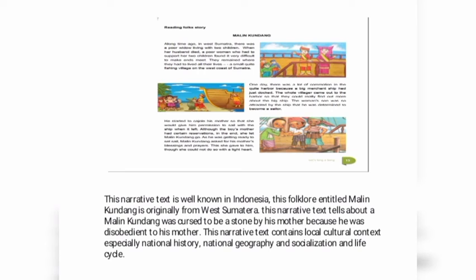We move to the third example, which is Malin Kundang. This narrative is well known in Indonesia. This is a folklore entitled Malin Kundang, originally from West Sumatra. This narrative text tells about Malin Kundang, who was cursed into a stone by his mother because he was disobedient to her. This narrative text contains local cultural context, especially national history, national geography, and socialization and life cycle.